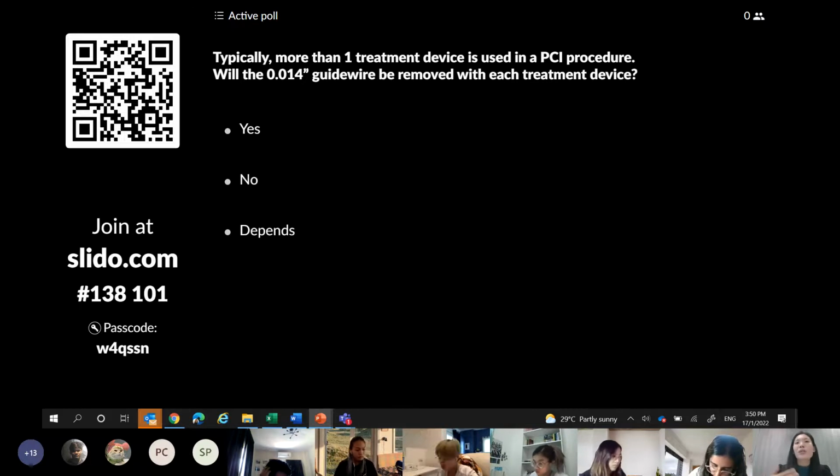For a fact, actually more than one treatment device is used in a PCI procedure. Not so much treatment device, but if I consider balloons and stents, they're all treatment devices. Typically, more than one is used in a PCI procedure. Do you think that for each procedure, the guide wire will be removed every time I introduce a treatment device? So that means, let's say I put in a wire, then put in a balloon. So I open the balloon and then now I remove the balloon, I remove the wire. Then I put in another wire and then I put in another treatment device. Do I do that, or will the 0.14 wire be maintained as much as possible?